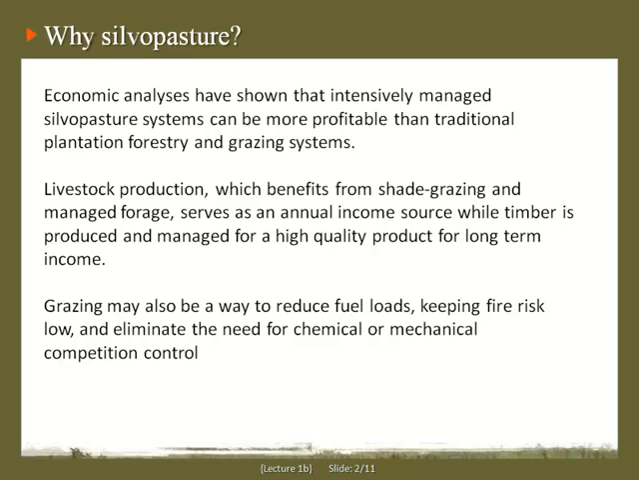Livestock production, which benefits from shade grazing and managed forage, serves as an annual income source, while saw timber is produced and managed for a high-quality product in the long term. Grazing may also be a way to reduce fuel loads, keeping fire risk low, and eliminating the need for chemical or mechanical competition control.